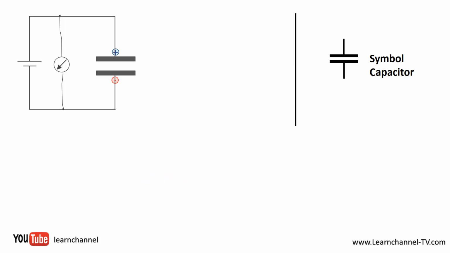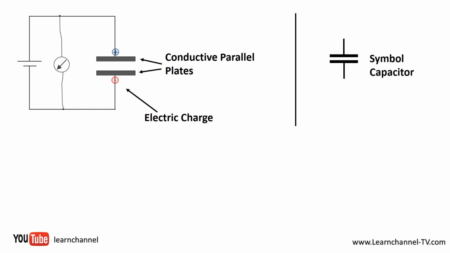In its most basic form, a capacitor consists of two parallel conducting plates, which are electrically separated from each other either by air or by an insulator. We can also name this insulator a dielectric.